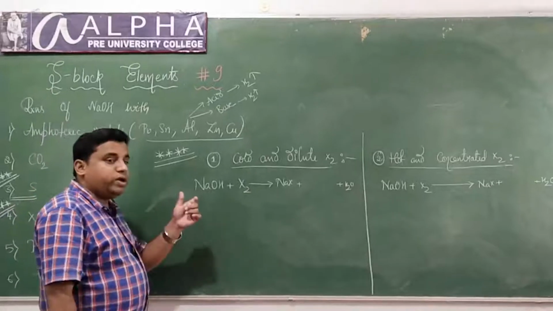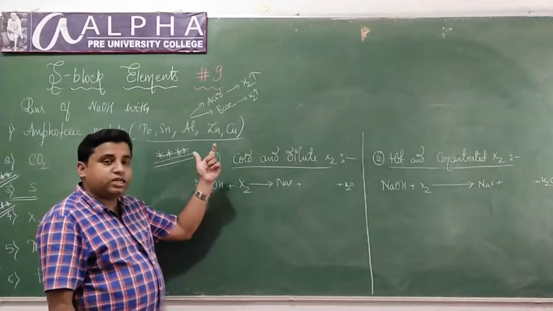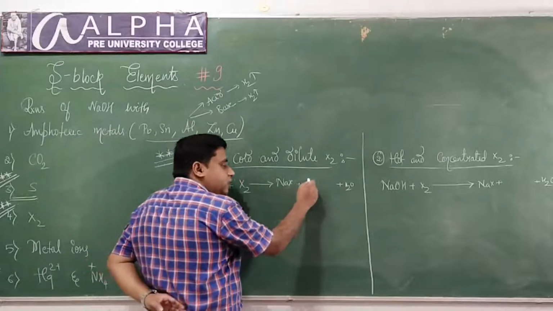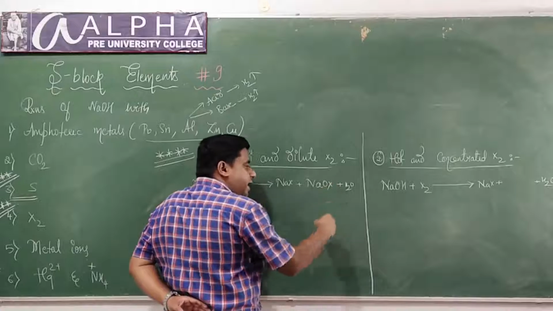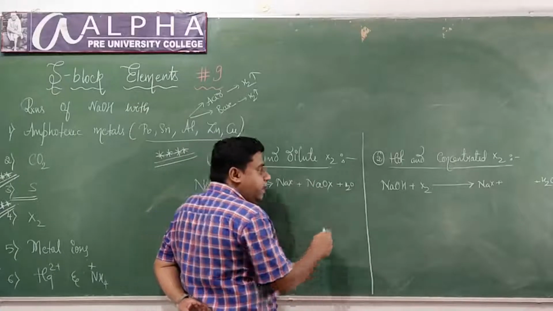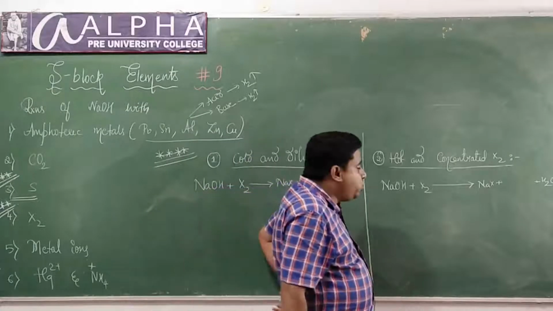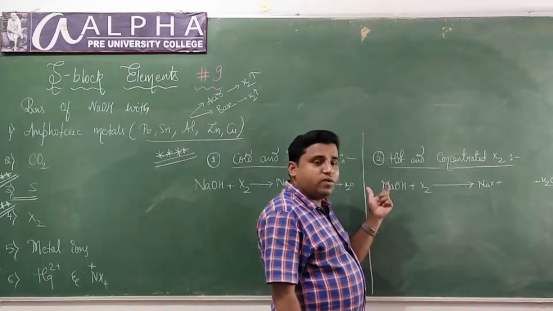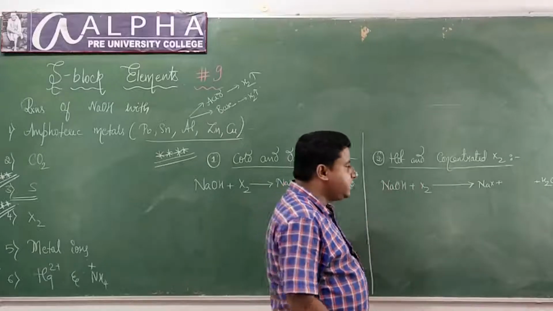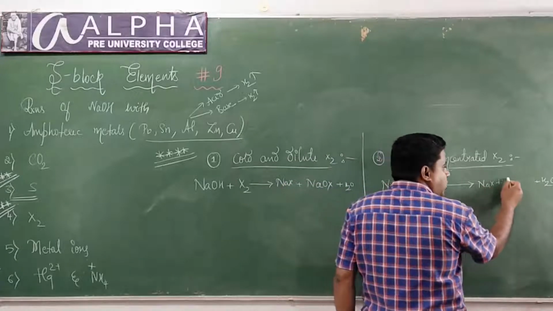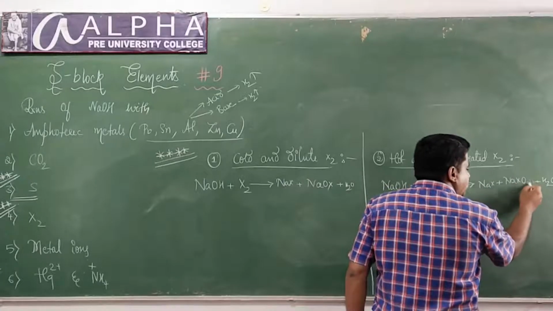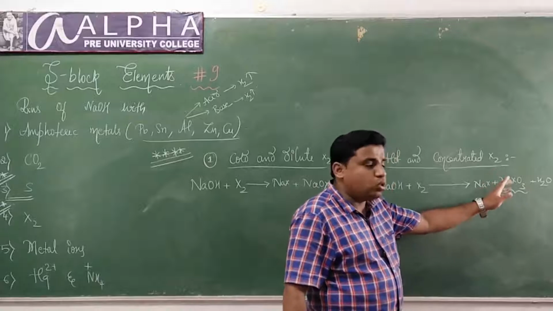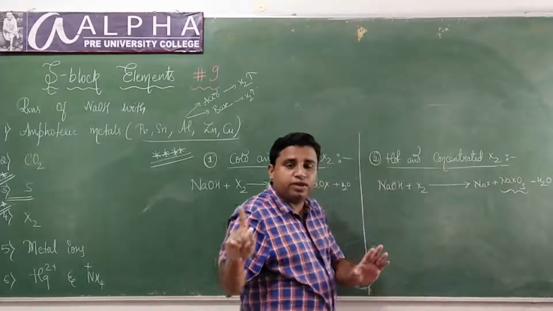Look here. When sodium hydroxide reacts with cold and dilute halogens, it is going to form sodium halide, sodium hypohalide or sodium oxyhalide, plus water. Whereas when sodium hydroxide reacts with hot and concentrated halogens, it is going to form sodium halide, NaXO3, plus water. Are you able to feel the difference here?